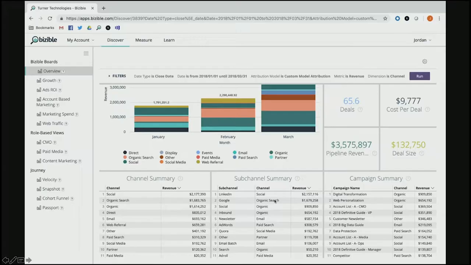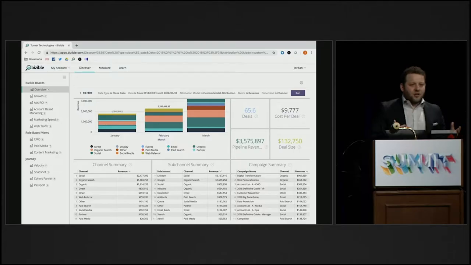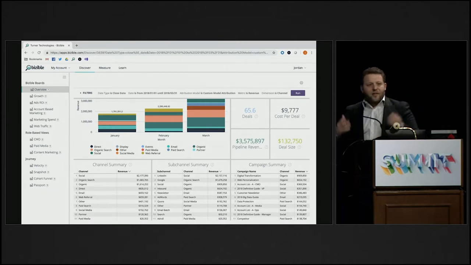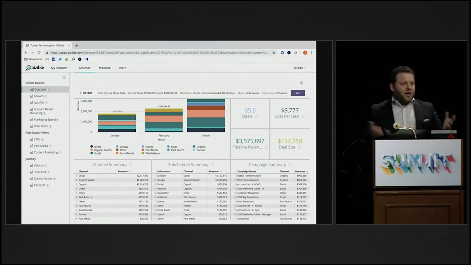So as I scroll down a little bit here, we'll take this to the next step down the hierarchy from a channel to a sub-channel. To illustrate what that means, we talk about channels as paid search. A sub-channel would be something like Google or Bing. Now, what's the breakdown in Google or Bing?